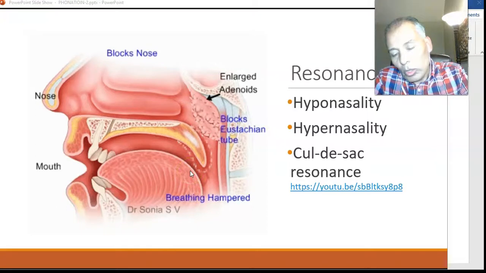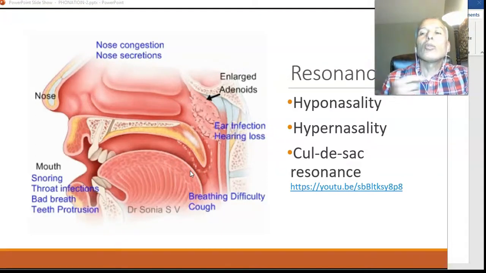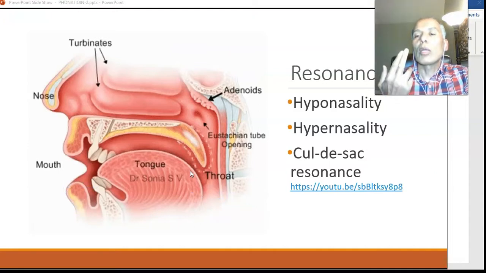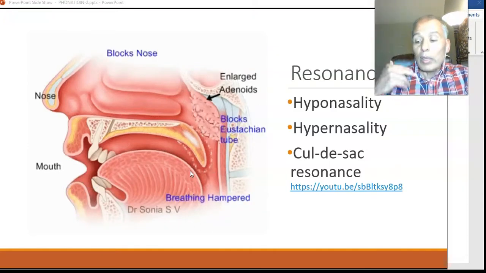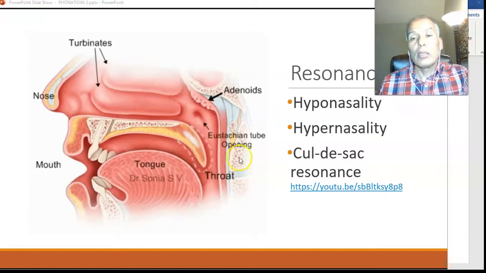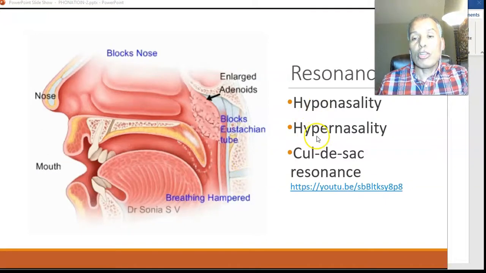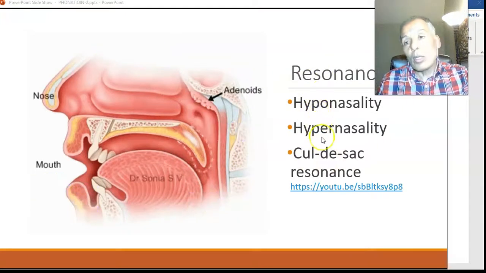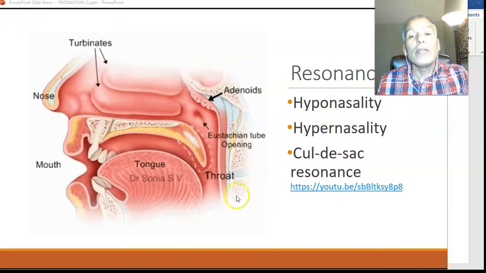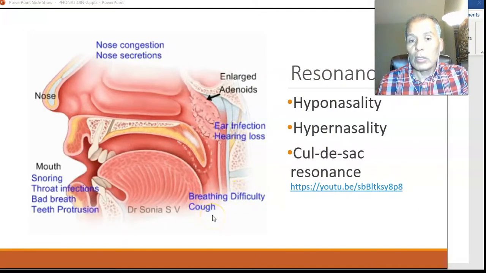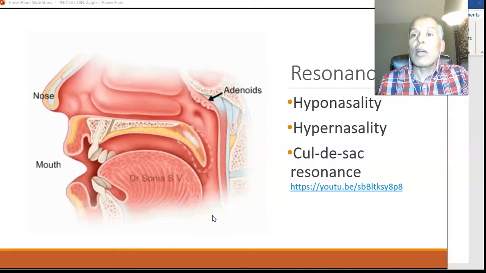Now, all that we described has to do with the vocal folds, how they are made, how they work. There are voice qualities described as hyponasal, hypernasal, cul-de-sac. These are vocal qualities. However, they do not have anything to do with the vocal folds. They are not signs of vocal pathology.